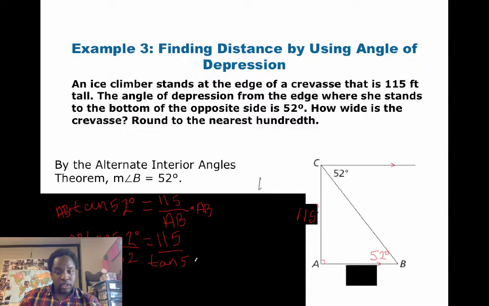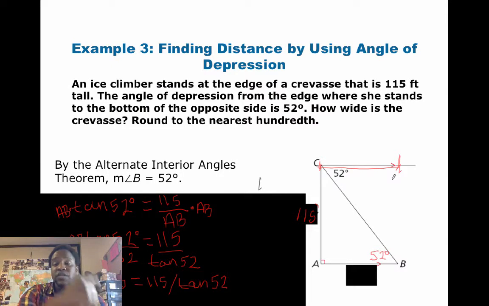Whew. This is harder than it looks, guys. I swear. All right, so we get that AB is equal to 115 divided by tangent 52. And whatever you get for that answer is the distance it takes to cross the crevasse, which is useful information in building a bridge or a rope string or whatnot.